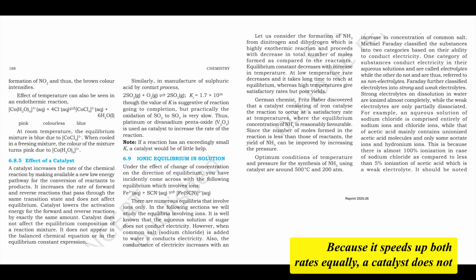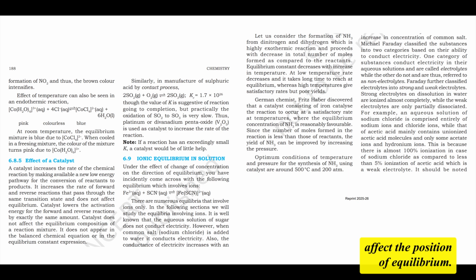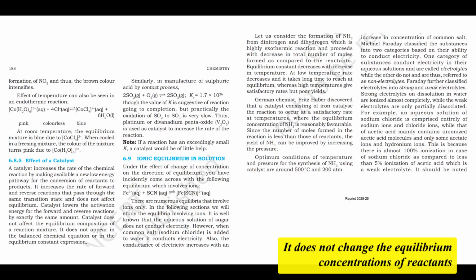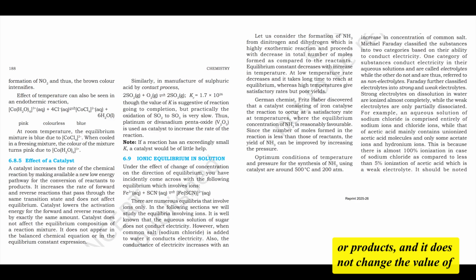Because it speeds up both rates equally, a catalyst does not affect the position of equilibrium. It does not change the equilibrium concentrations of reactants or products, and it does not change the value of the equilibrium constant K. What a catalyst does do is help the system reach equilibrium faster.